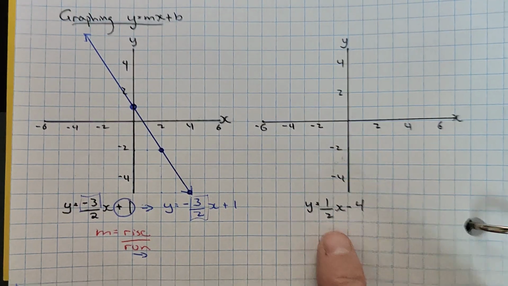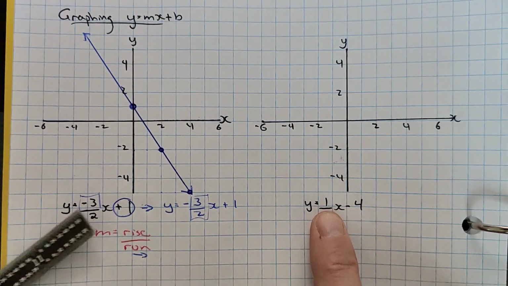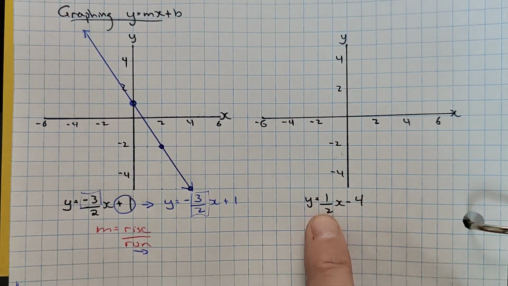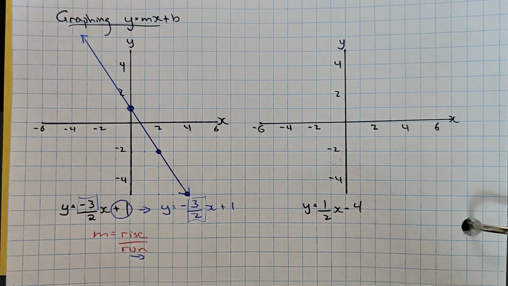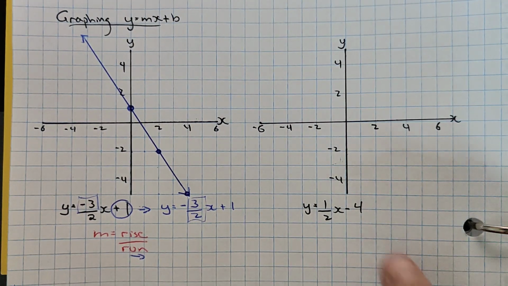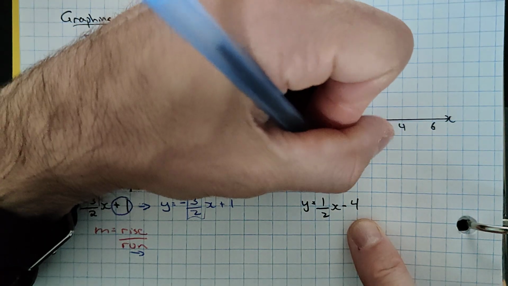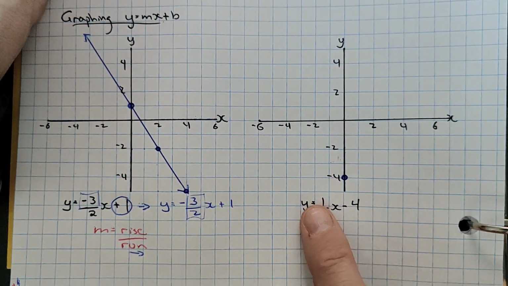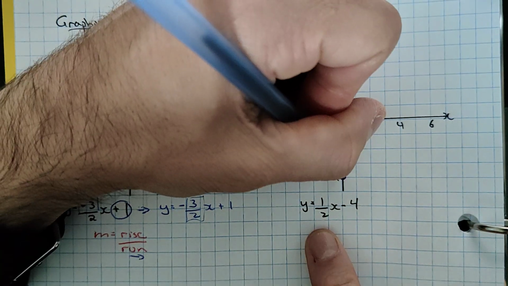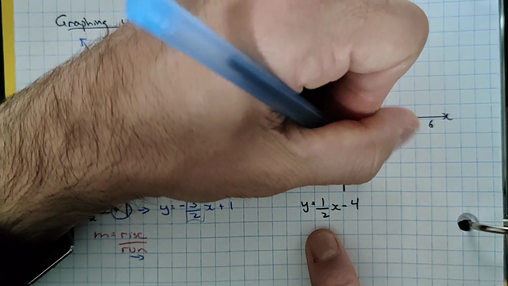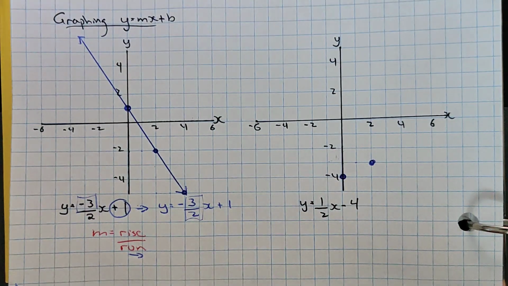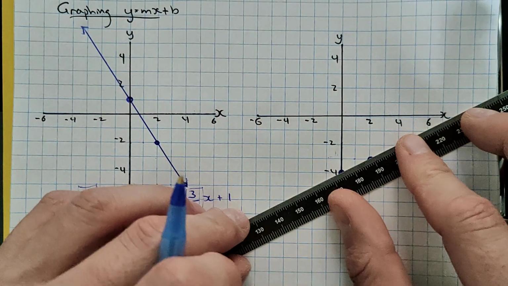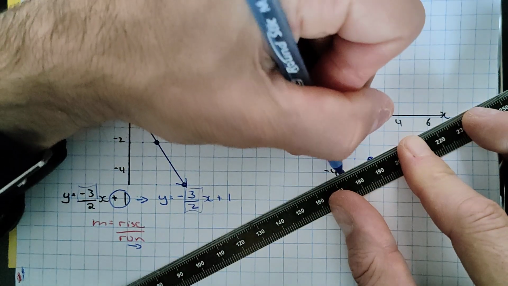Now, the only difference here is that we have a positive slope. Notice negative slope here, we have a positive slope here. The process is the same though. Plot your y-intercept at negative 4 and your rise over run, 1/2. Now I've got my 2 points, and I can take my line and connect the dots.